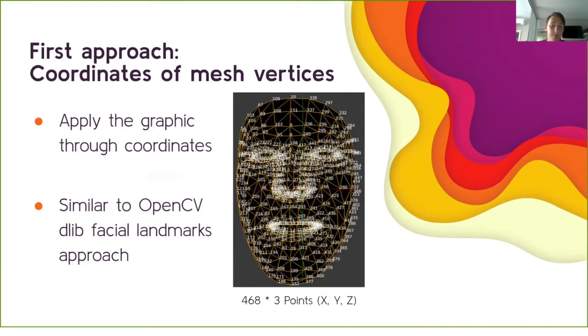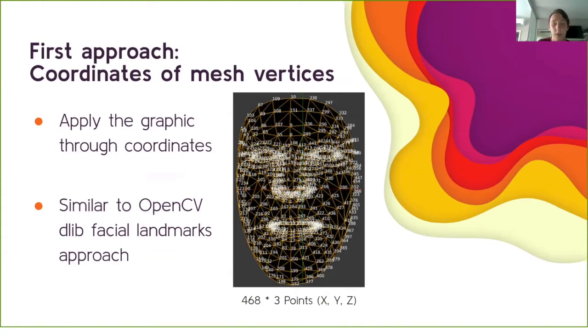So the first approach to applying the graphics on the face was from ARCore. When we detect the face, we get something called a face mesh, which includes 468 times 3 points. So it's three-dimensional: we get the x-axis, y-axis and z-axis. Through these points, we can apply the filters on exactly these vertices.